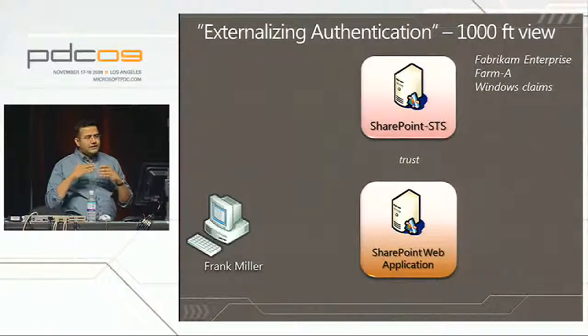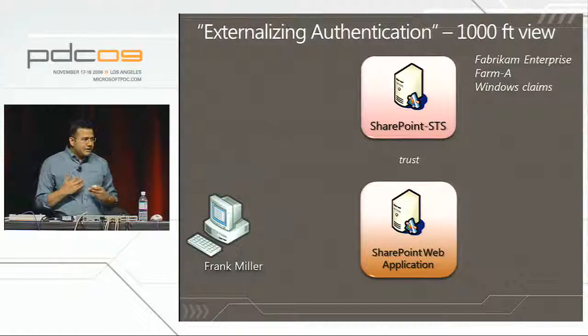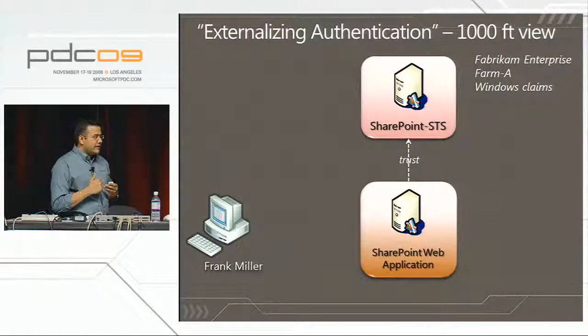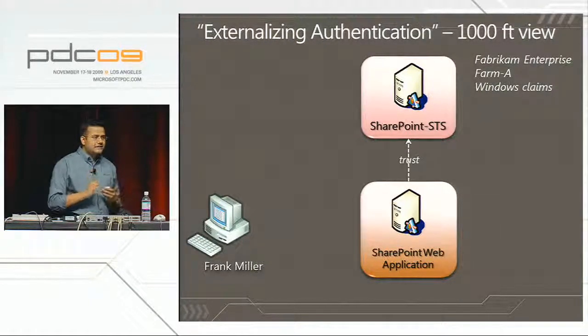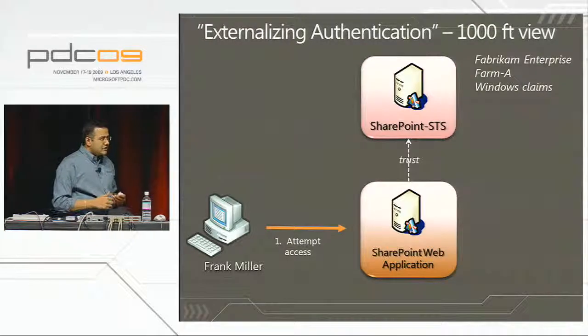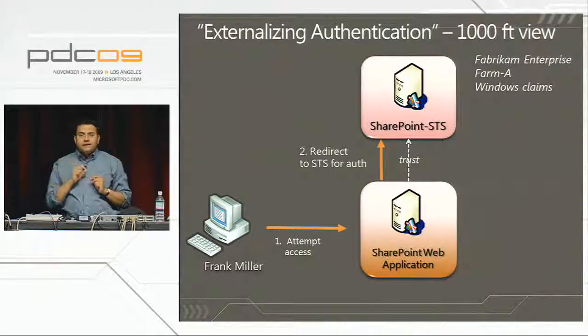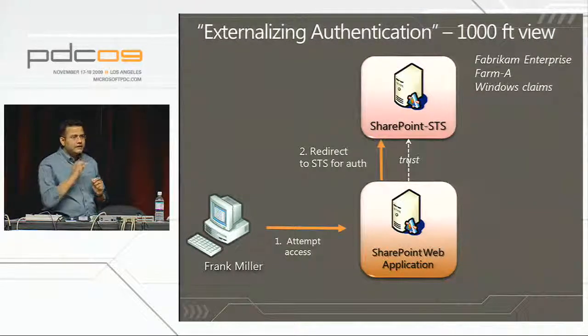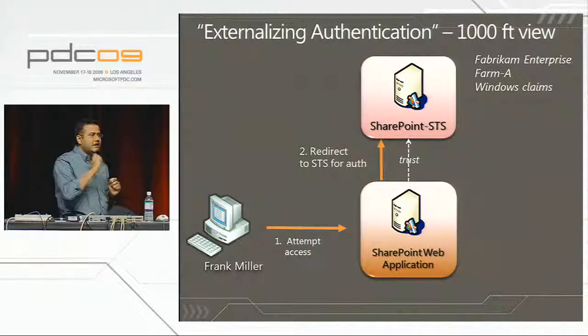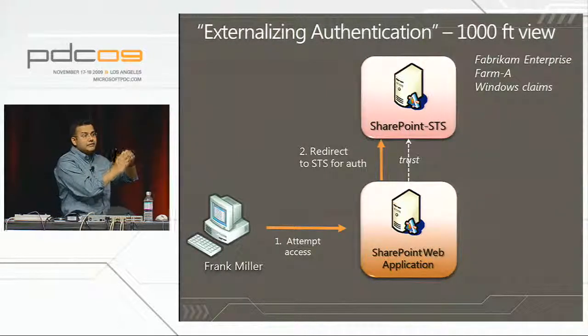And let me give you a 1,000-foot view of what happens behind the scenes. So let's say the user, Frank Miller, is trying to access a SharePoint web application. And as I said earlier, the web application has a trust with the SharePoint STS. So the user is trying to access the web app. Based on what authentication method is configured for your web application, he will get redirected to the STS to be authenticated. His application is now configured for Windows Integrated Auth.